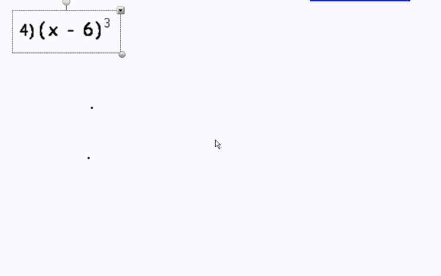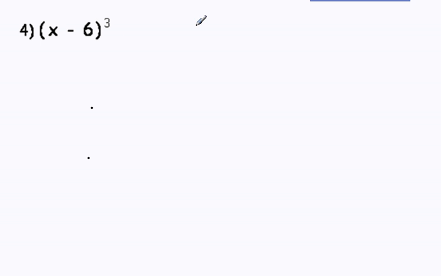In this episode, we're looking at homework problem number 4 from your worksheet, multiplying binomials and trinomials. In this problem, we're asked to find the cube of a binomial. I know that because we're looking at a binomial expression, x minus 6, and the entire expression is in parentheses, and it's being raised to the third power.